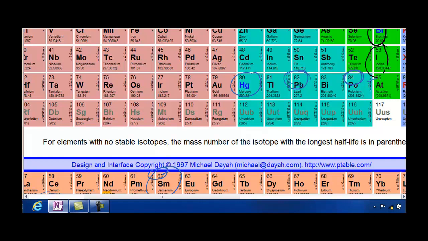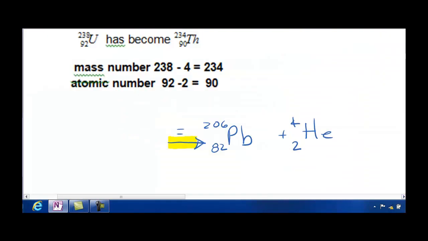Do I subtract now? No, I need to add. 82 plus 2 gives me polonium, which is 84. So atomic number 84 is polonium. And why do I need polonium? Because I am adding 82 plus 2, and when I do that, I'm going to come up with, what was it again? 84. So that's step 1.